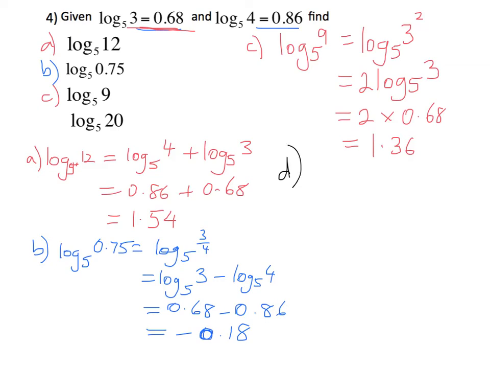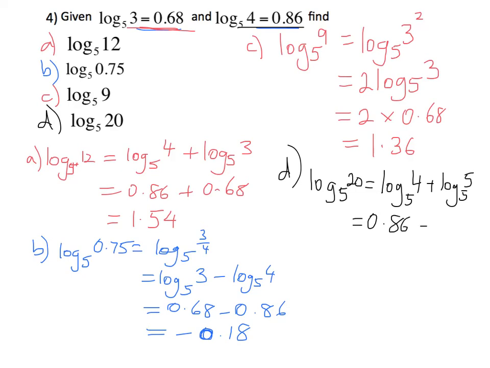Okay, and the last question there, 20, I mentioned was 4 times 5. So we can rewrite log of 20 base 5 as log of 4 base 5 plus the log of 5 base 5. So remember, these log laws only work if you have the same base, just like how the index laws only work when you have the same base. So log of 4 base 5, that's given to us in the question, that's 0.86. And log of 5 base 5, you know that's 1, because changing from log form to index form, 5 to the power of 1 equals 5. All right, so there we have the answer of 1.86.